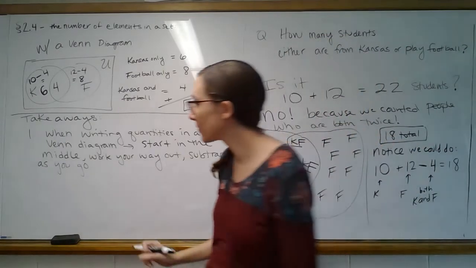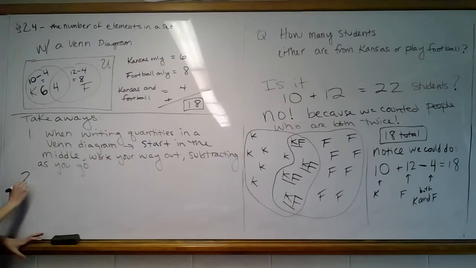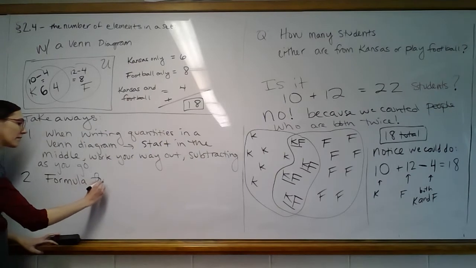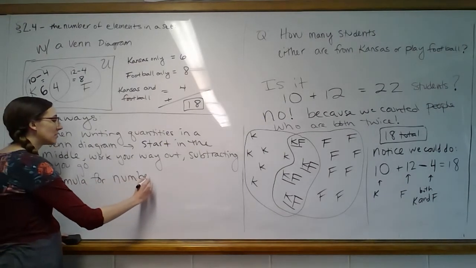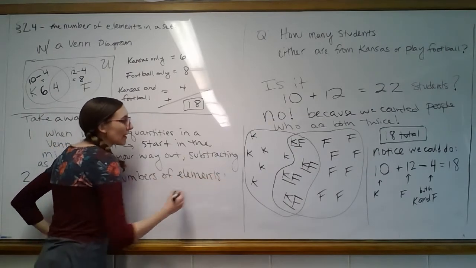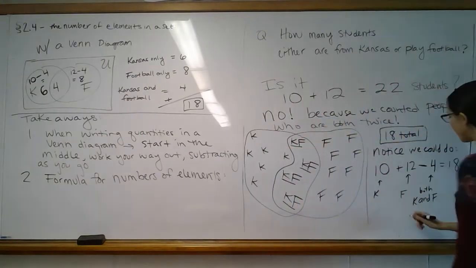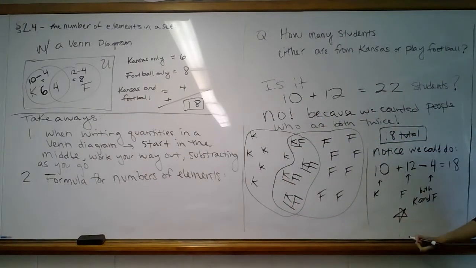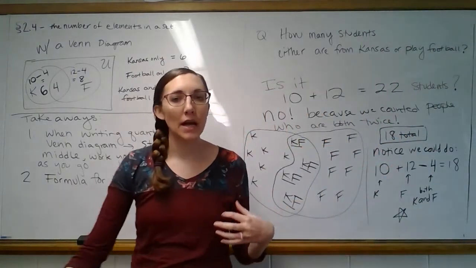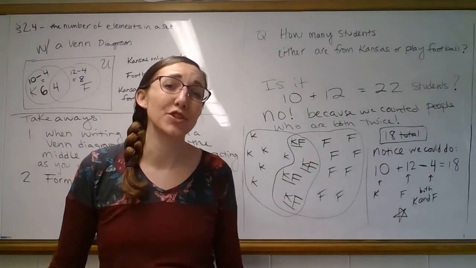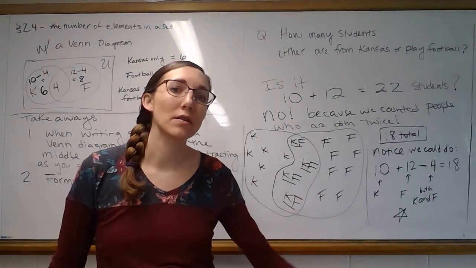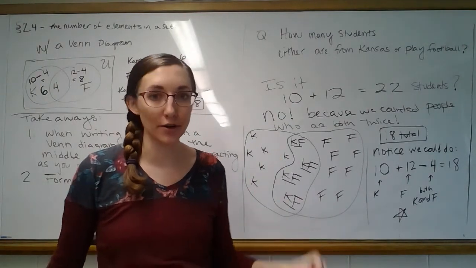Second takeaway I have is we're going to have a formula for numbers of elements. And that's going to be relating back to this idea that we saw over here. So there was a way that we could take those totals and then we could combine them using additions and subtractions in order to get a total for this combination, for the either group.